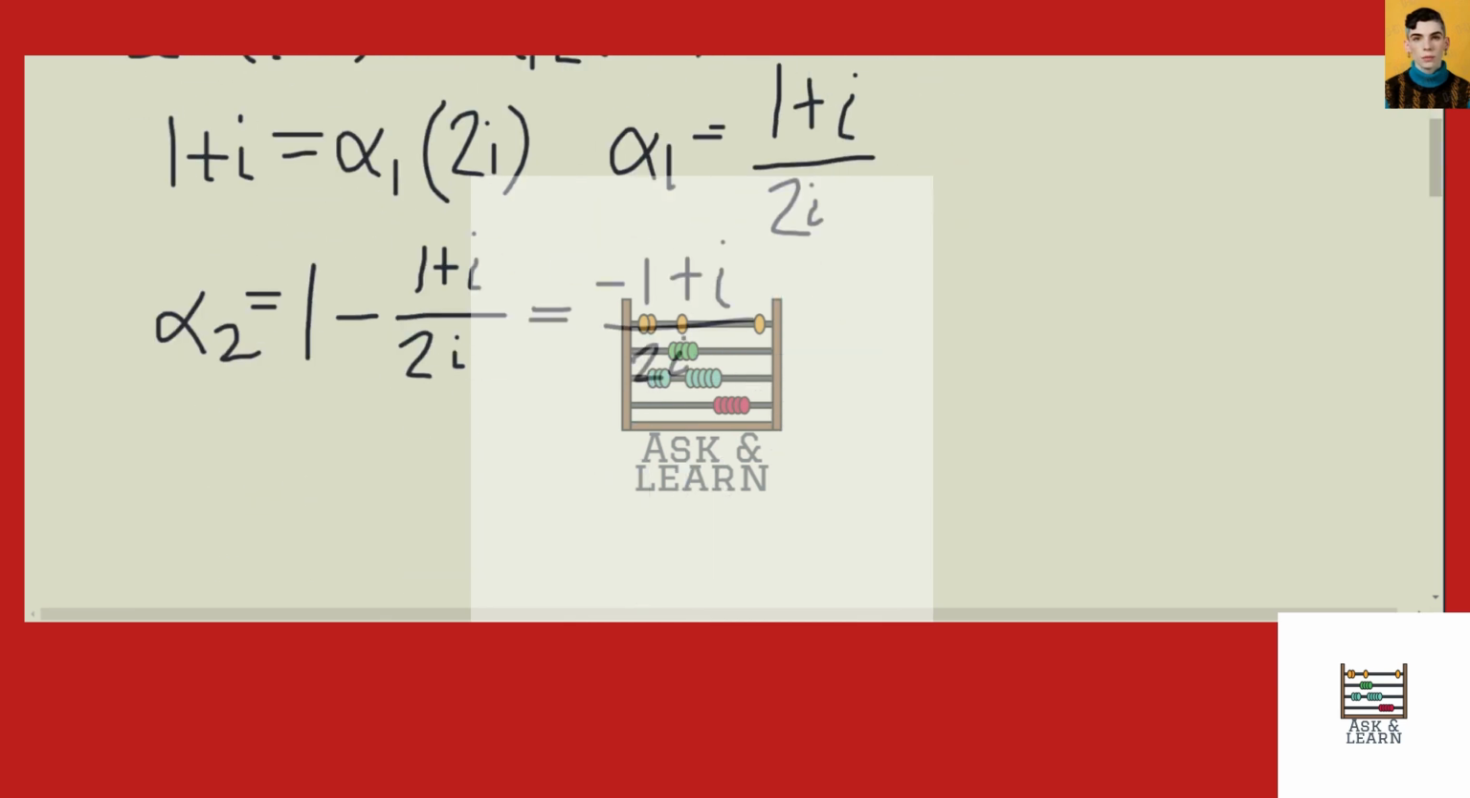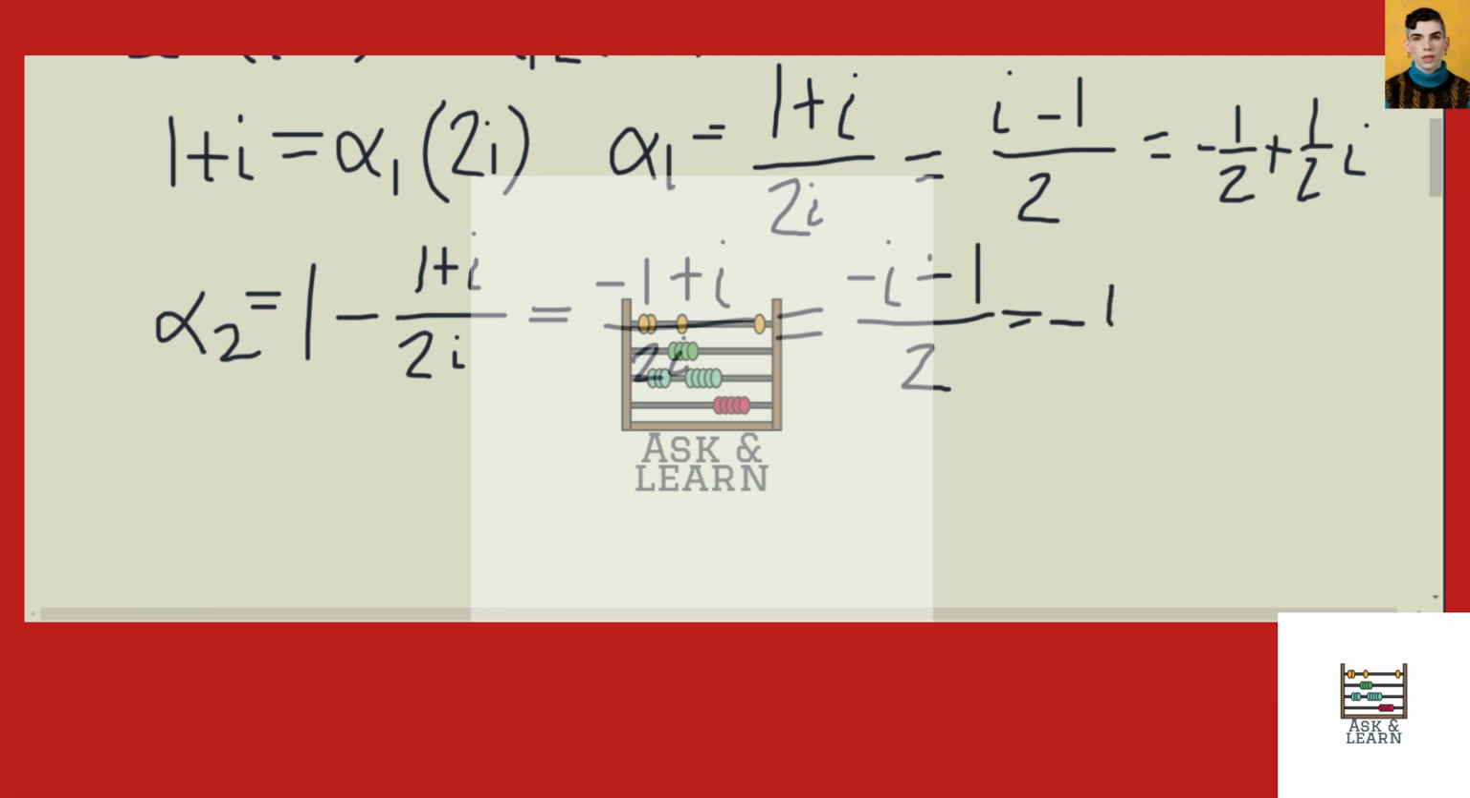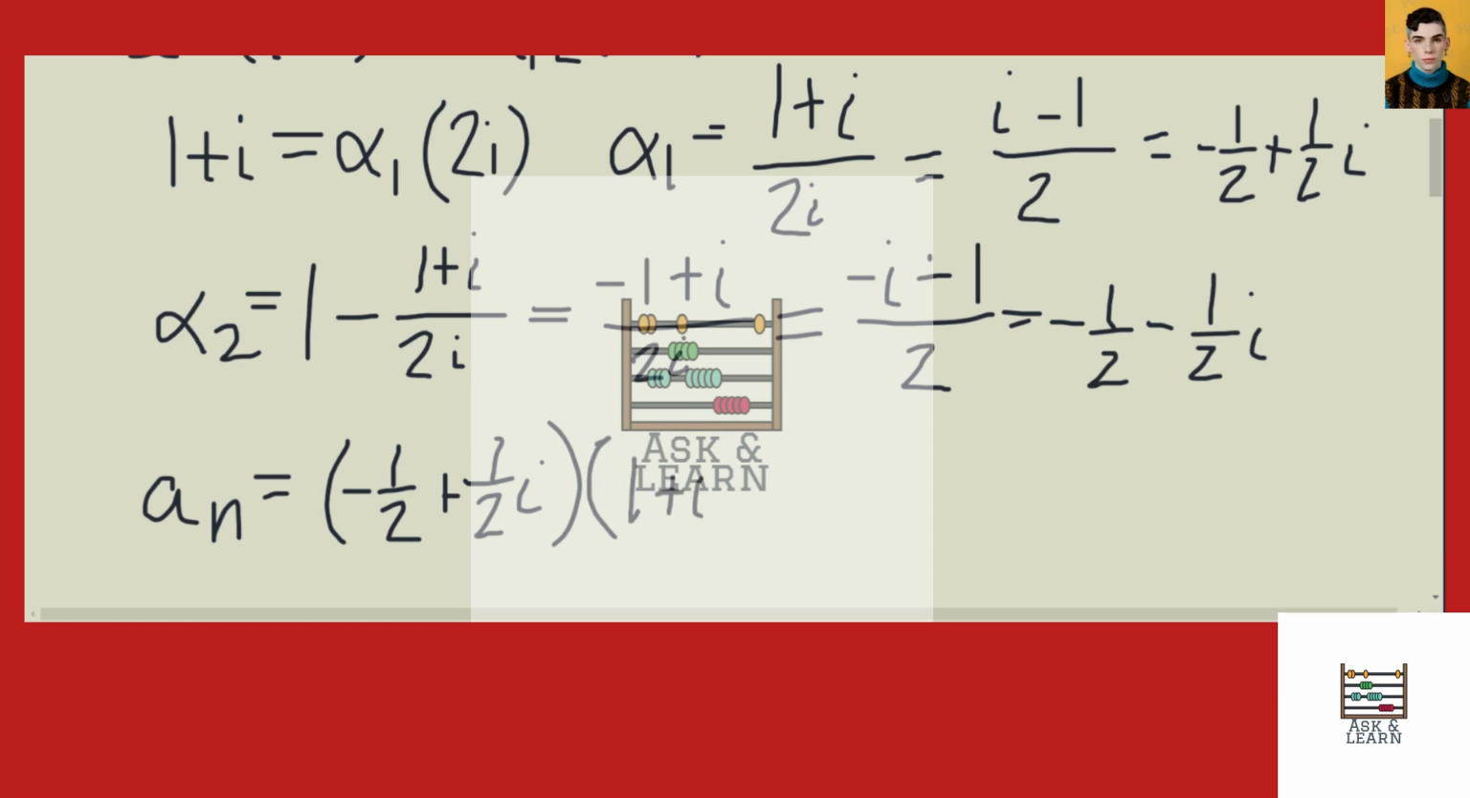And now rationalizing alpha 1 and alpha 2. For alpha 1, I multiply the top and bottom by i. So I get (i minus 1) over 2, which can be written as negative 1/2 plus 1/2 i. And for alpha 2, multiply top and bottom by i, and then I get (negative i minus 1) over 2. This is the same as negative 1/2 minus 1/2 i. And so we have that the solution with these initial conditions is (negative 1/2 plus 1/2 i) times (1 plus i) to the nth power plus (negative 1/2 minus 1/2 i) times (1 minus i) to the nth power.